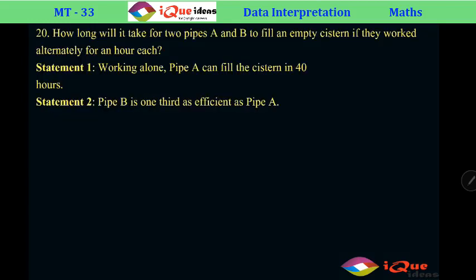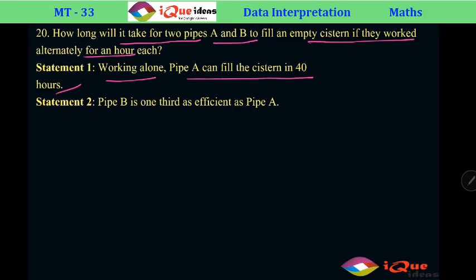Okay. Now this first question, it says how long will it take for two pipes A and B to fill an empty cistern if they worked alternately for 1 hour each? Alright. Now look at the statements. It says working alone, pipe A can fill the cistern in 40 hours. This statement will not be sufficient because there is no information on B. No info on B. So this means first statement not sufficient. First statement is not sufficient to answer the question.